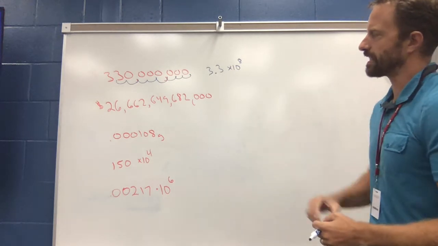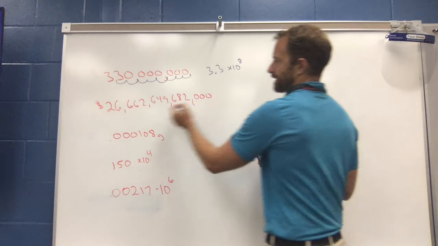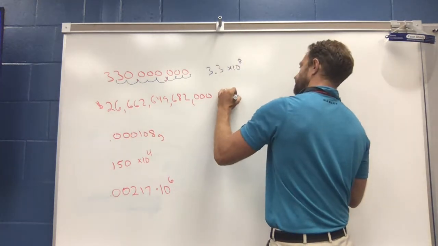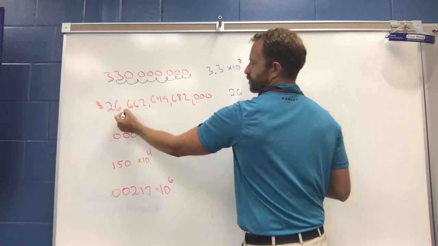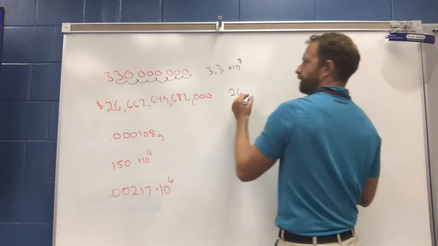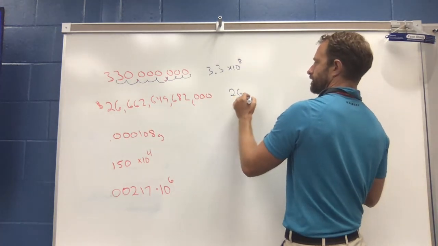Same idea with our national debt. I'm going to move my decimal point till it's between the 2 and the 6. So it is 3, 6, 9, 12. I need to go one more. So 2.6 times 10 to the 12th.